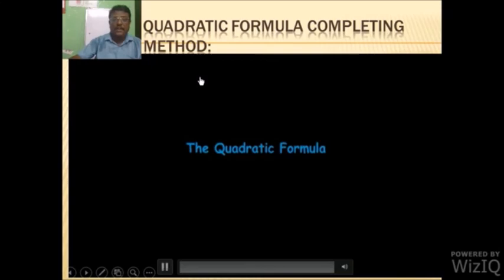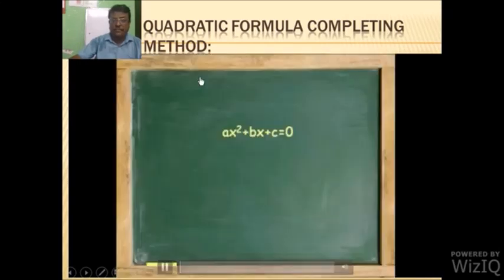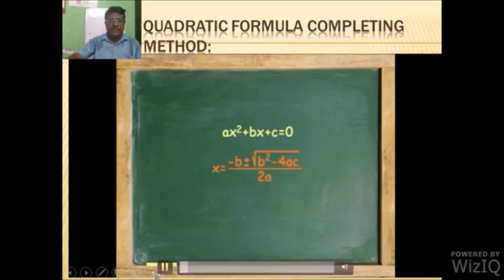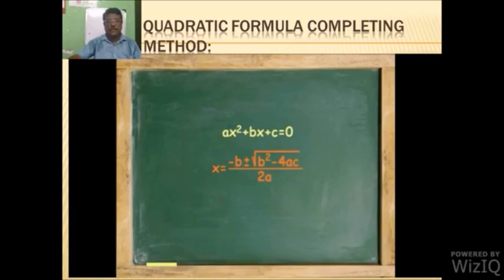Now we are going to derive the quadratic formula using completing square method. Look at the equation, ax square plus bx plus c equals 0. This is the general form of quadratic equations. This we are going to solve using completing square method, and we are going to get the formula x equal to minus b plus or minus root b square minus 4ac upon 2a.